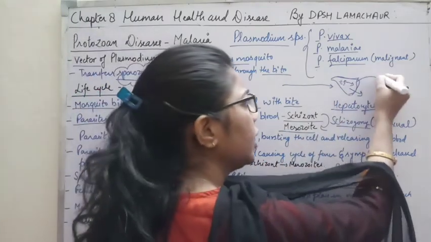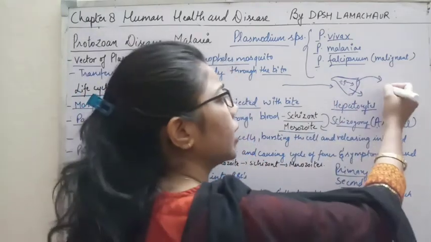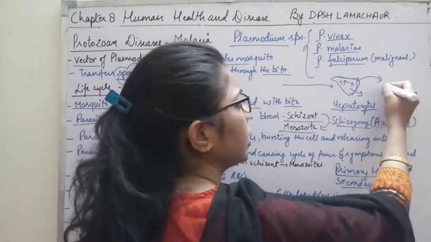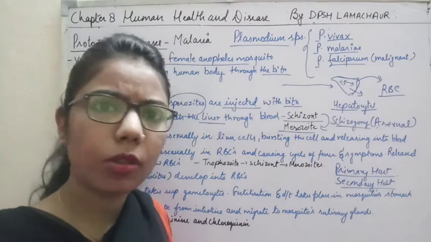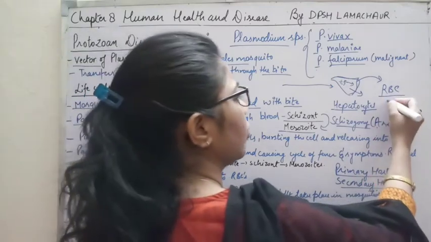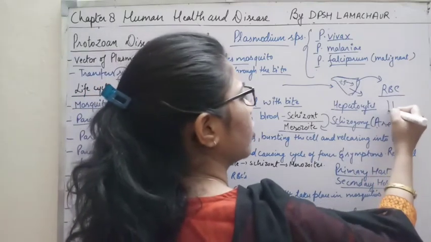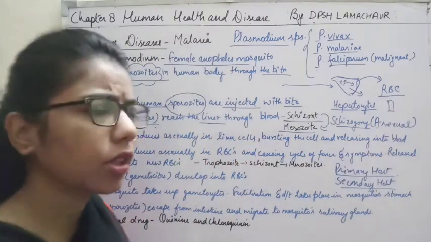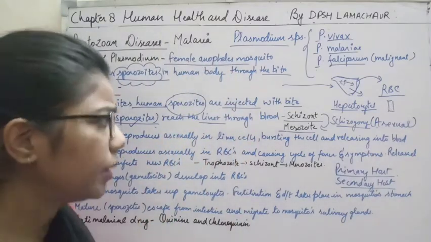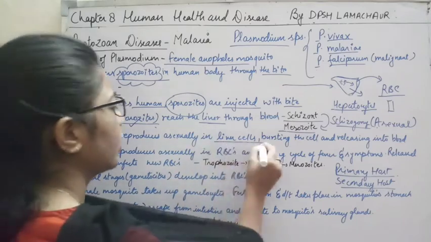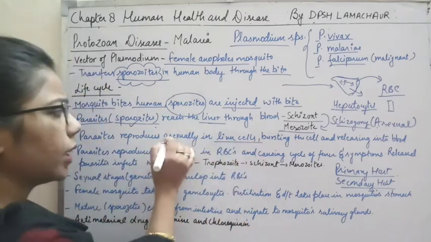That much is clear. Now up to here, when these form merozoites, what will happen? It will reach where? Into the red blood cells. Okay, RBC is also a cell. If you talk about the cell, what is its shape? It is a biconcave structure.